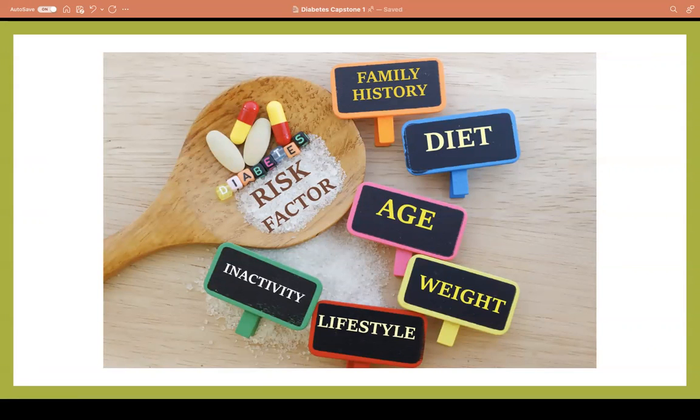There are a few risk factors that are involved with type 2 diabetes, and these risk factors include a person's family history. So if any person in their family had diabetes in the past, they can be more prone to developing the disease. A person's diet, if they're having a lot of inflammatory foods like processed sugars and fried foods, this can affect a person's weight, which is also a risk factor for diabetes.